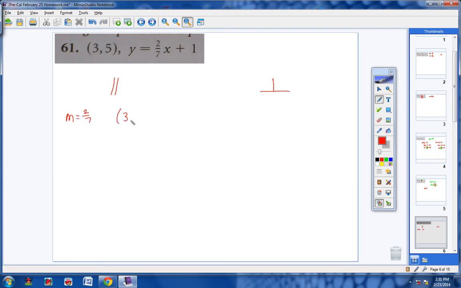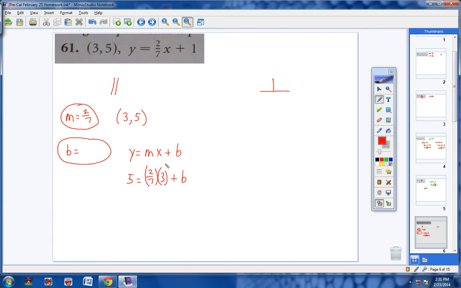I know the ordered pair that it's passing through is (3, 5). So I know what m is. All that I have to find now is my b, and I can write the linear equation. Well, we have a formula for that, and the formula is y equals mx plus b. So where the y is, I will substitute a 5. Where the m is, I will substitute 2/7. Where the x is, I will substitute 3.